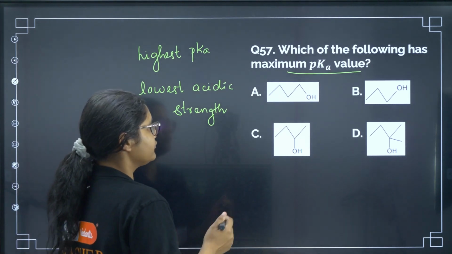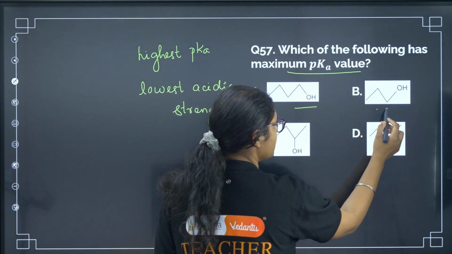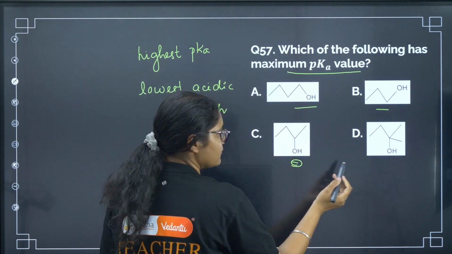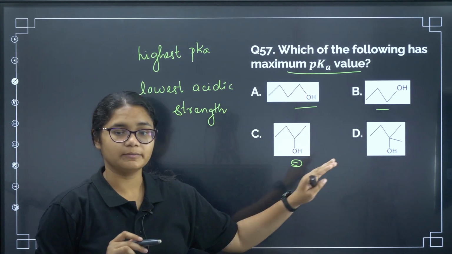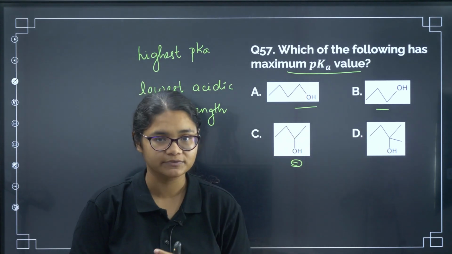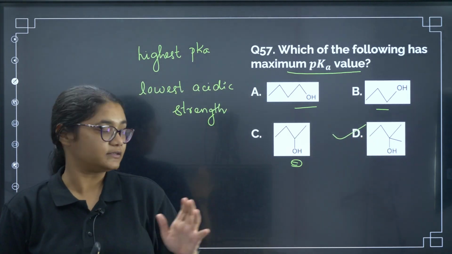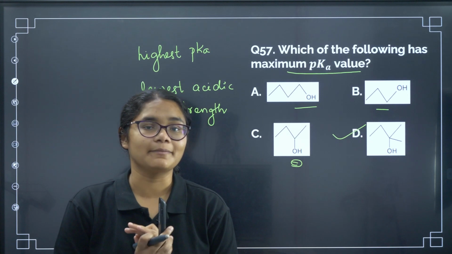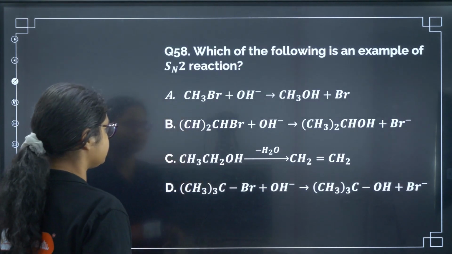Now you see here, this is a primary one. Here only one CH2 group is there. Here also one CH2 group is there. Here this is a secondary alcohol, but this one is a tertiary alcohol, right? So the conjugate base formed here will be more destabilized due to the inductive effect of so many alkyl groups. So the correct answer for this question will be option number D. Means this compound which is given in option D is least acidic, and that is why it has the maximum pKa value. Okay, now let us see the next question.